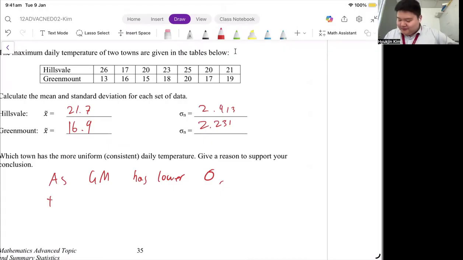The scores are more concentrated, therefore more consistent.